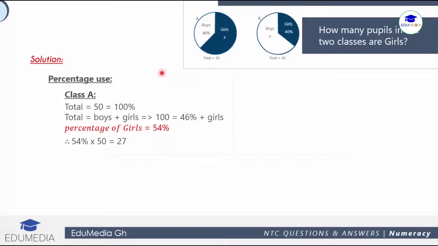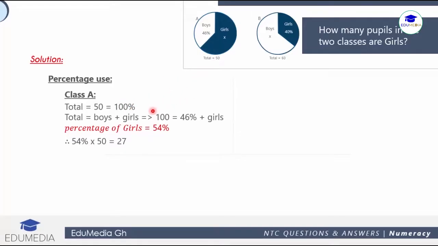Apart from this 100%, we have also been given the percentage of boys in the class. So we can take our 100% and then subtract the percentage of boys from that 100%, the total percentage of the class, and then that will give us the percentage of the girls. We take 100% minus 46%, then we get 54%. That is the percentage of girls in the class.